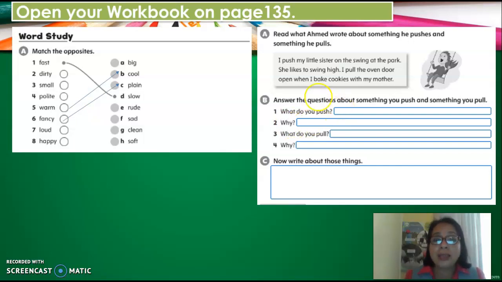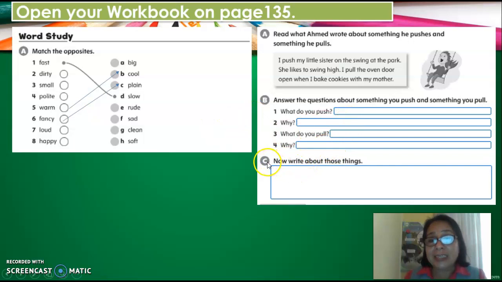Okay? Number 3. What do you pull? I can use a chair. I pull the chair. Why? Because I want to sit down. So I take it out of the table, okay? Because it's under the table. I pull the chair out and then I sit down. So why do you pull the chair? Because I want to sit down.